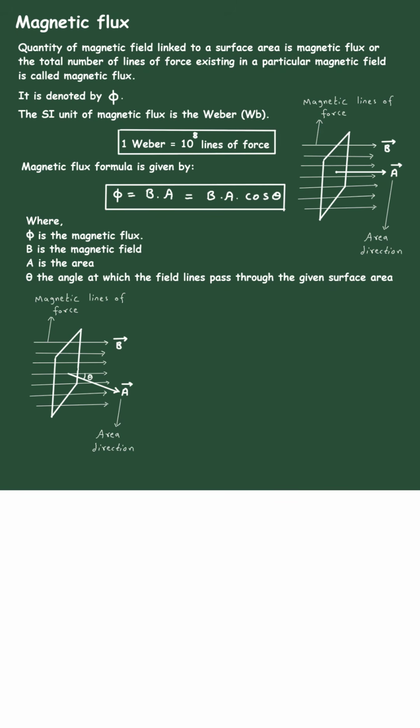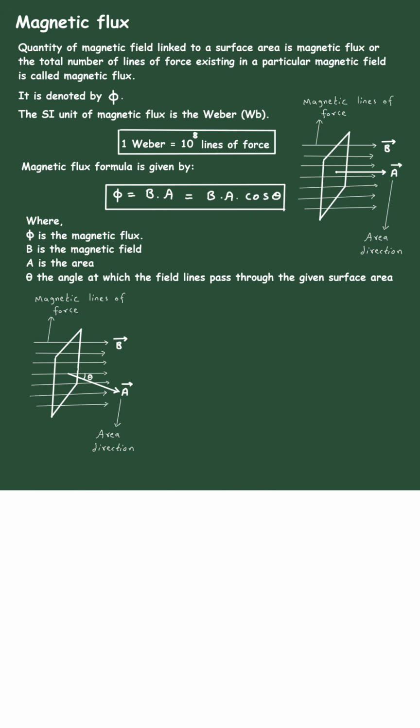In simpler terms, this formula can be expanded as Φ = B A cos θ. Here, B is the strength of the magnetic field, A is the area of the surface the field passes through, and θ is the angle between the direction of the magnetic field and the direction that is perpendicular to the surface. This is called the area vector.